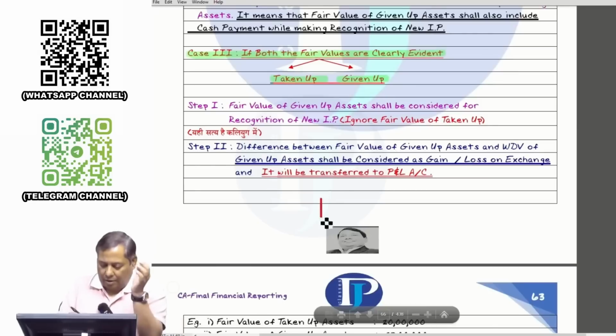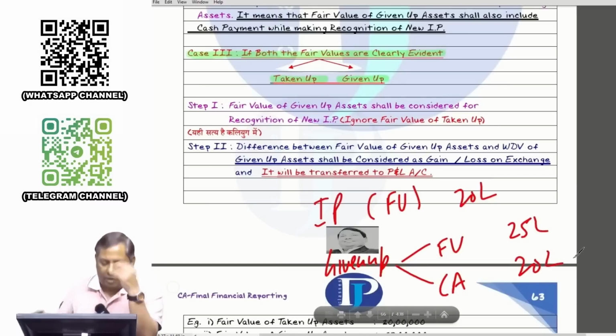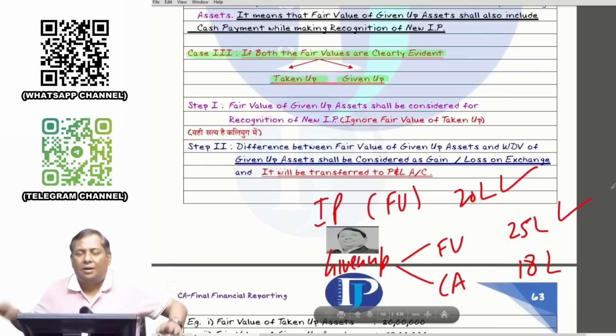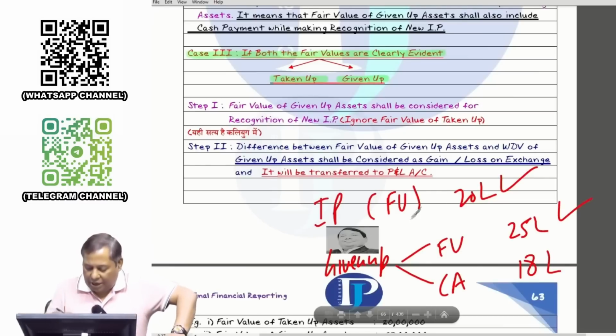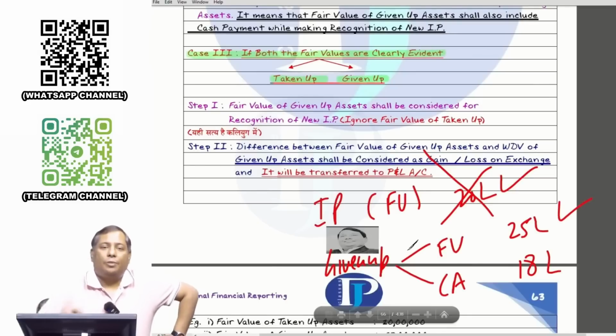Let's assume the fair value of your investment property is 20 lakhs. There are two things in given up. Let's take fair value 25 lakhs and its carrying amount is 20 lakhs, or say 18 lakhs. Let's take it a little differently. You know this and you also know this. So it is clearly written in your study mat in Ind AS 40 that you refer to given up. Forget the taken up. Forget the fair value of what you bought. Just record the fair value of what you gave up.